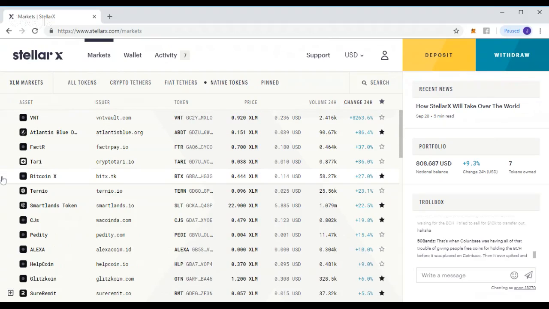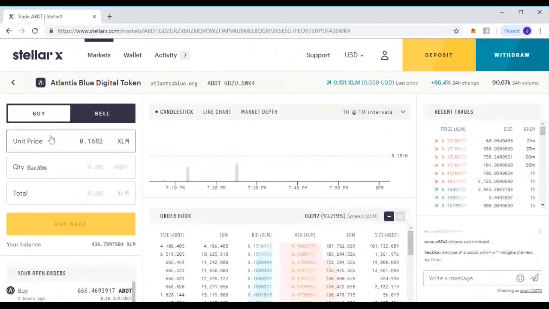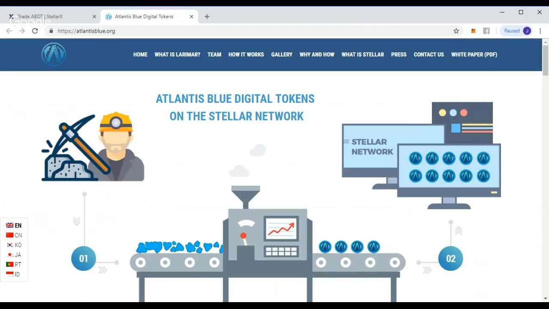Most of these, if I'm not mistaken, are actually tokenized assets, whereas there's an asset backing the actual coin. So like Atlantis Blue digital token. What's neat about this platform is that it allows you to check out each one of its native tokens, and then it takes you to the issuer's website. So if we click on atlantisblue.org, as you can see, it's going to take you to the actual website.